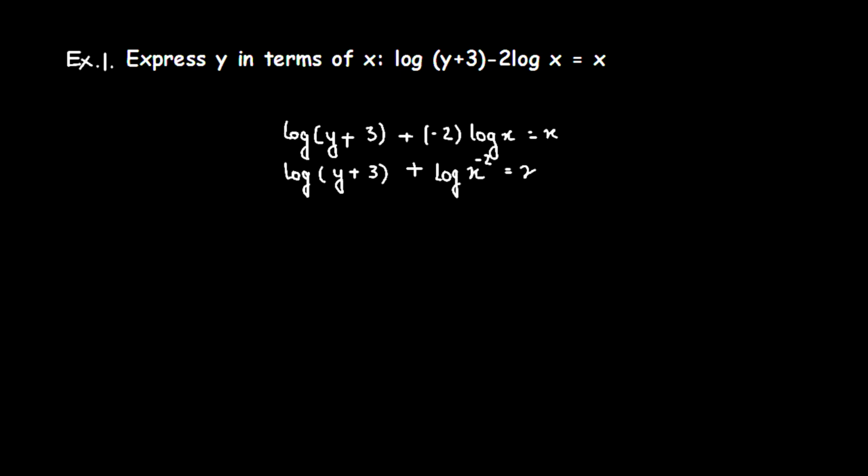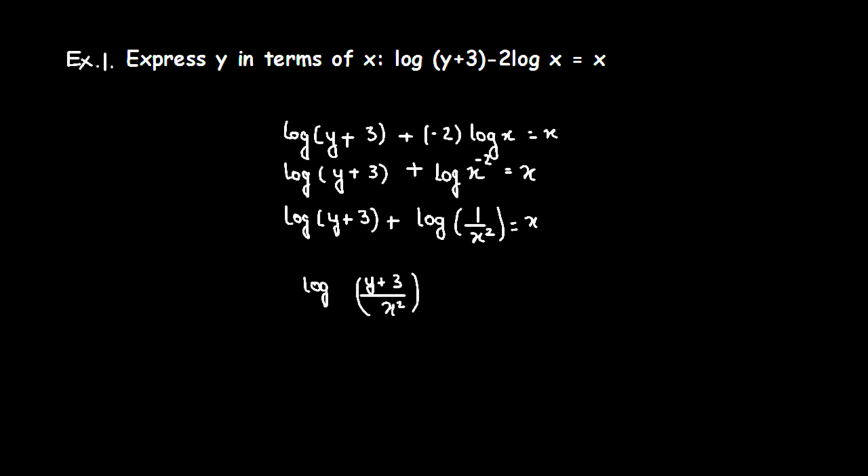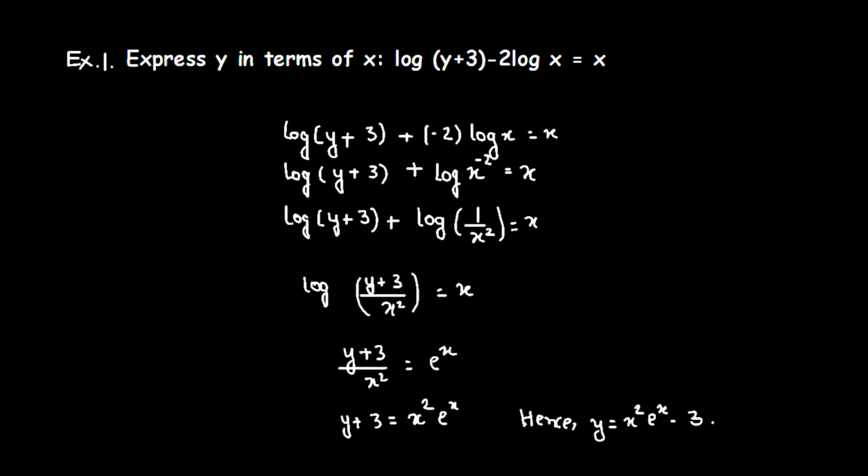Now we're going to use the product rule. Before using the product rule, we're going to rewrite the second term. So we have log of y plus 3 plus log of 1 over x squared is equal to x. And then we are going to combine using the product rule. So we have log of y plus 3 multiplied by 1 over x squared, and that is equal to x. And finally we have y plus 3 over x squared is equal to e raised to the power of x. Now we're going to rearrange since we have to write in terms of y, so that should give us y is equal to x squared times e raised to the power of x minus 3.